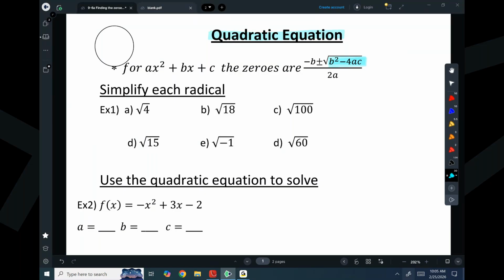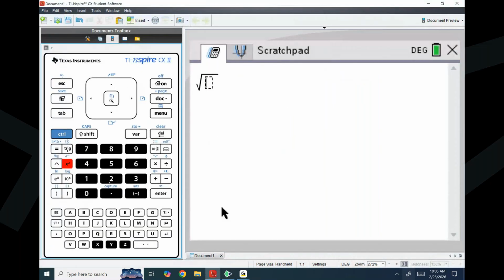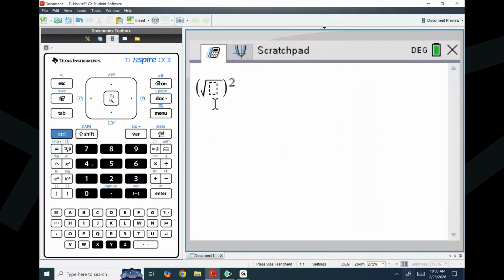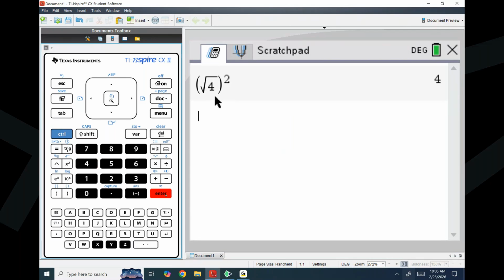Before you can do the quadratic equation, you see how it has a square root part to it? So you're going to have to be able to simplify radicals. Remember, this is your first time doing this. You have to break down the number into its prime factorization. So what is 4? 2 times 2. Every time you have two of the same thing, you have a square. And what happens when you square root a square? It's the number inside. If I square root a square, it becomes a number.